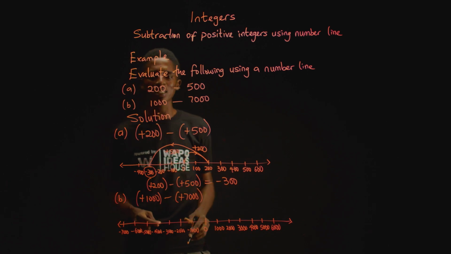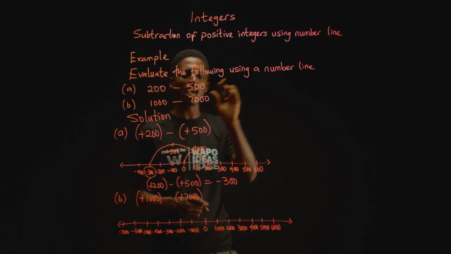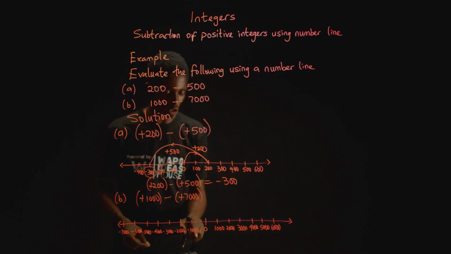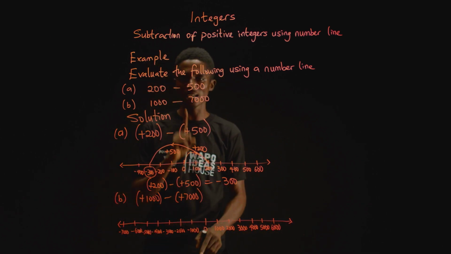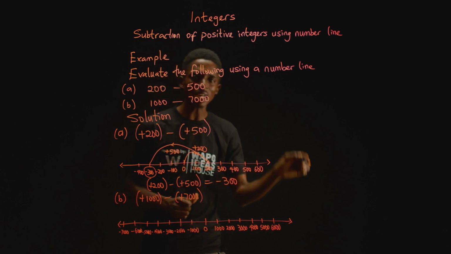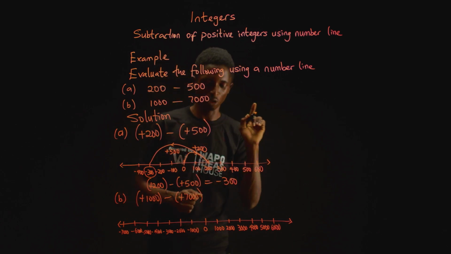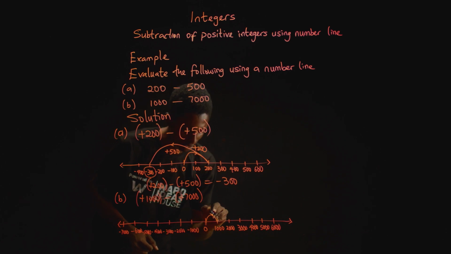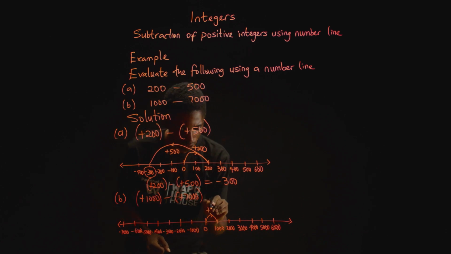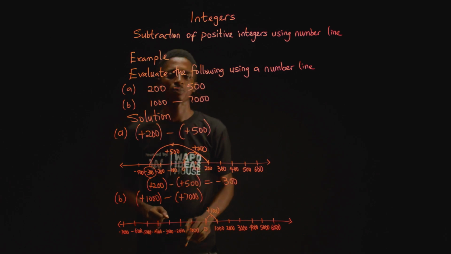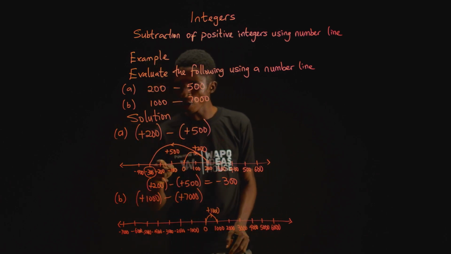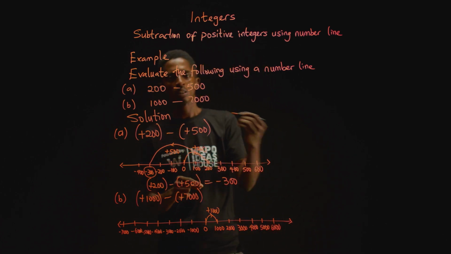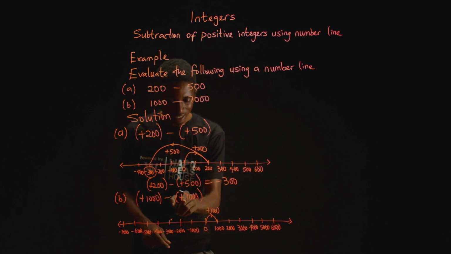And since it is positive, we go one step to the right, because we have written our number line in such a way that each step represents 1,000. So 1,000 will mean one step to the right. From 0, one step to the right, we have plus 1,000.